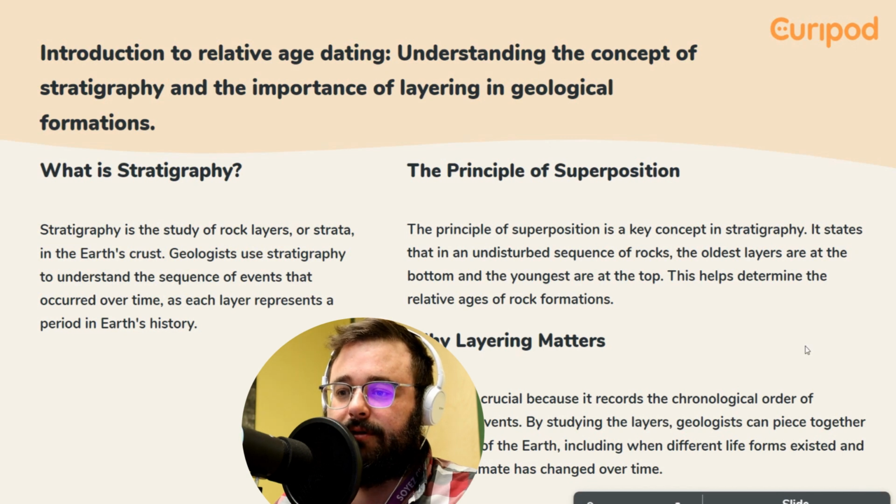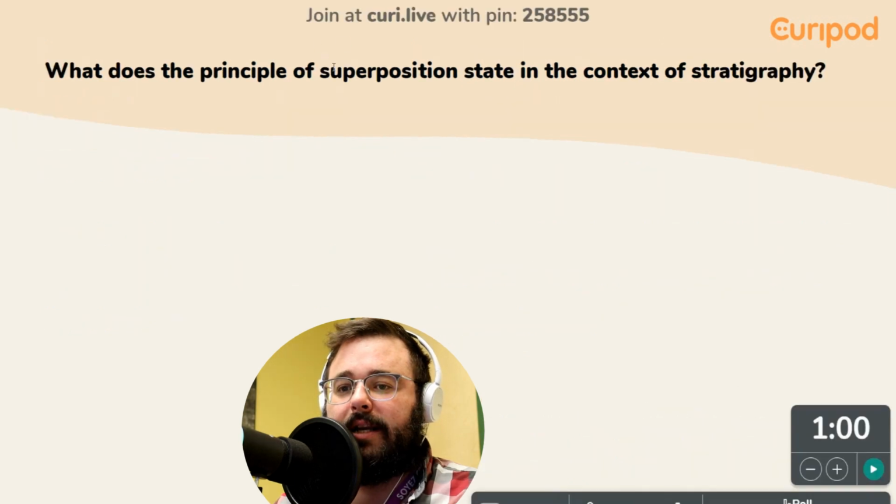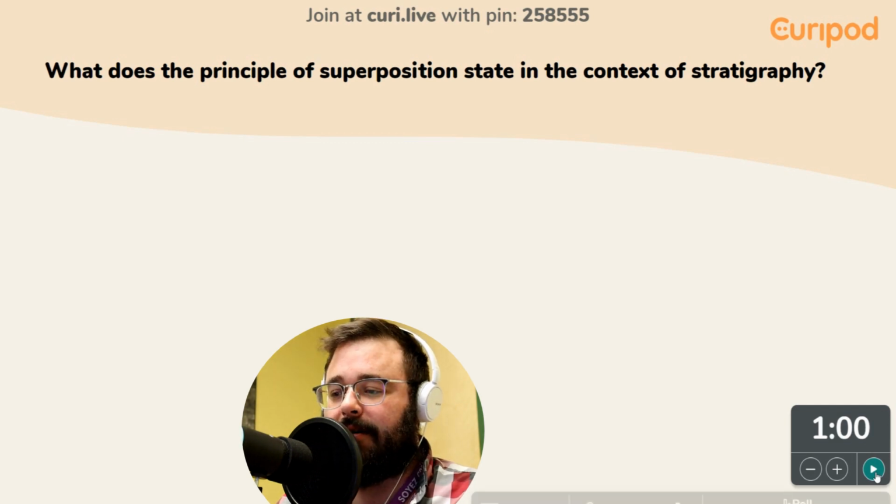So, the principle of superposition says that in an undisturbed sequence of rocks, the oldest layers are at the bottom, sort of like your laundry basket. The older clothes are at the bottom, the newer clothes are at the top. What does the principle of superposition state in the context of stratigraphy? So it's going to ask me a question on that slide.